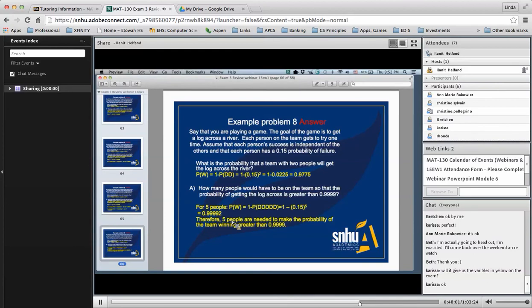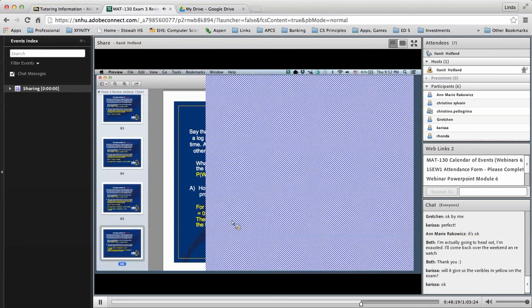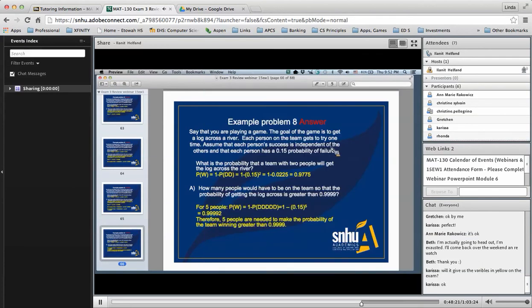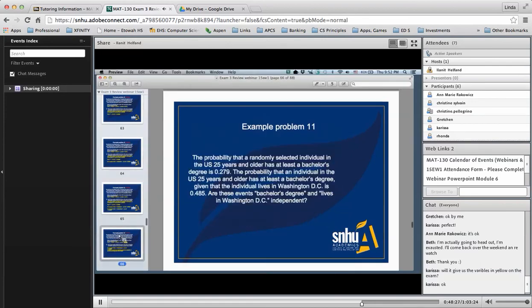Okay? So this is a tough problem, primarily because it's actually an at least problem, but it doesn't actually have the word at least anywhere in the problem. So you need to use your intuition and realize that in order for the team to win, at least one person needs to get it across. So there's this hidden at least going on here. That's what makes this problem kind of tough.